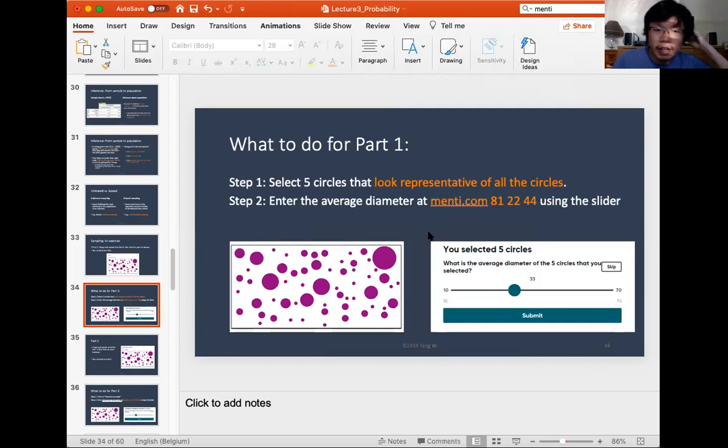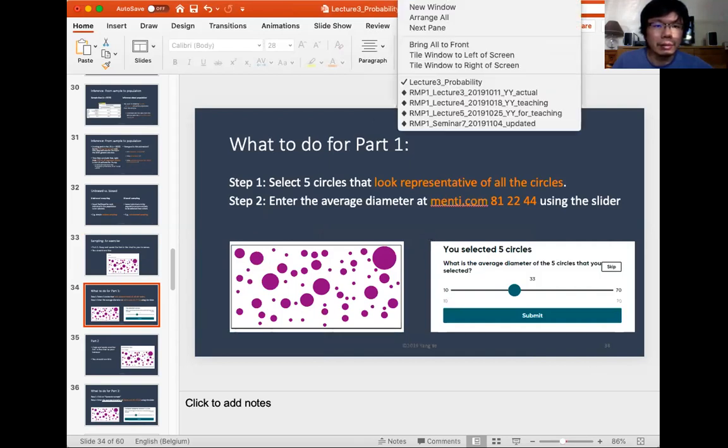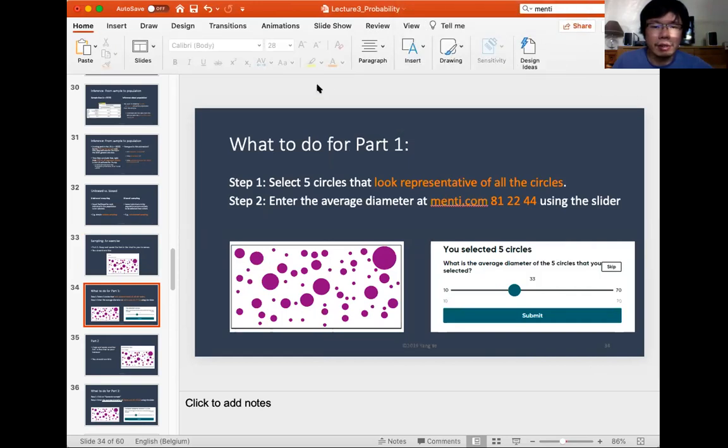What I would like you to do is to select 5 circles that actually look representative of all the circles. Then on the screen, it should show you an average diameter. Enter that diameter into menti.com using the slider.